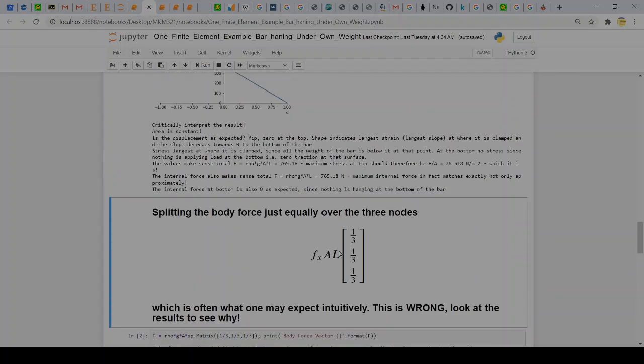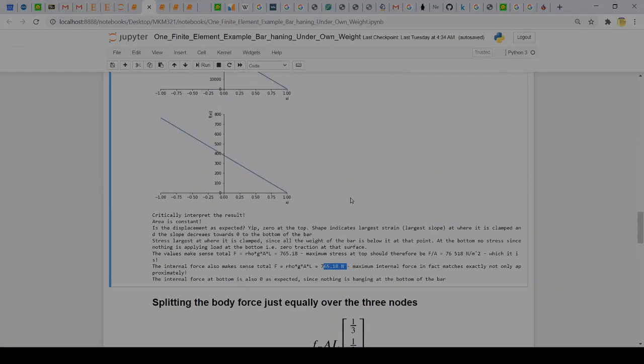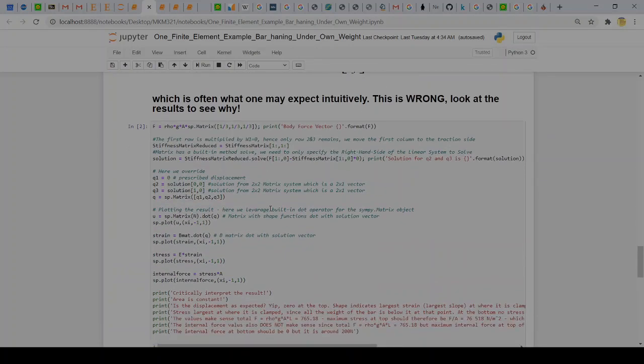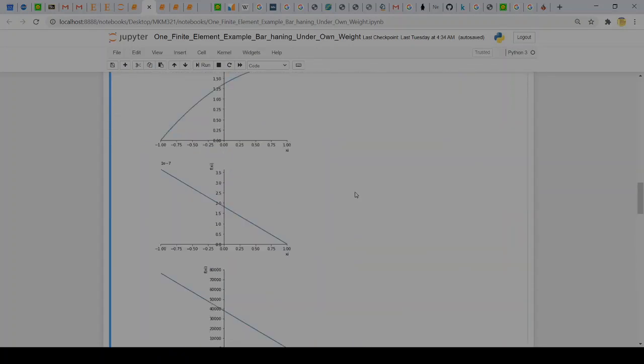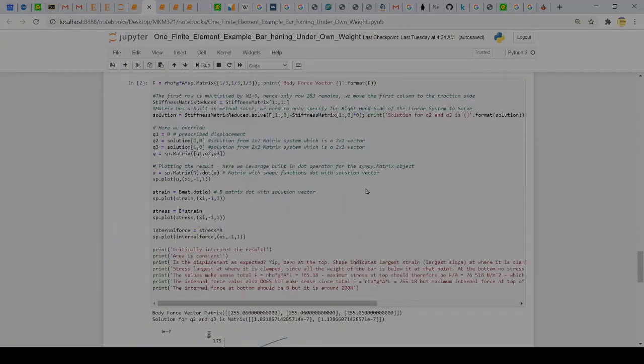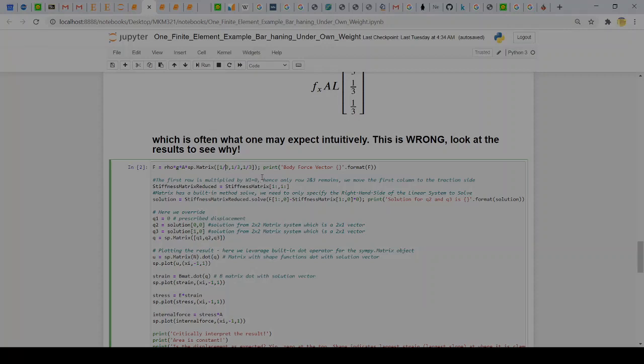I'm supposed to see something around about 765. That's the total load at the top. 765, and I look here, I can see that's about 765. So if I just stuff up this split 1/3, 1/3, 1/3 as opposed to 1/6, 1/6, 2/3, I'm making a disaster.